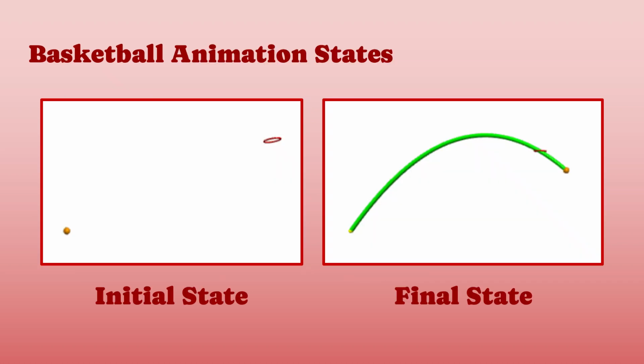These are the states of my basketball three-point animation in GlowScript. As you can see on the left, it's the initial state with the orange circle representing the basketball, and the red hoop representing the basketball hoop. And on the right, the trajectory of the basketball through the basketball hoop, as well as the origin, which is represented by the yellow circle.